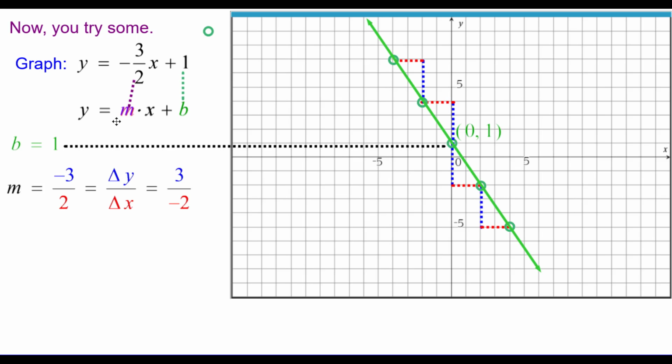All right, so the equation was already solved for y, so I can pick out m to be -3/2. B is equal to +1. So the y-intercept is at 0, 1, right here, that point. And then I'm going to use the slope to be change in y, -3, change in x 2. So that would be down 3, right 2, down 3, right 2. Or I can think of it as +3, up 3, -2, left 2, up 3, left 2. As you can see, the line definitely is slanting downhill from left to right. Press pause as needed.